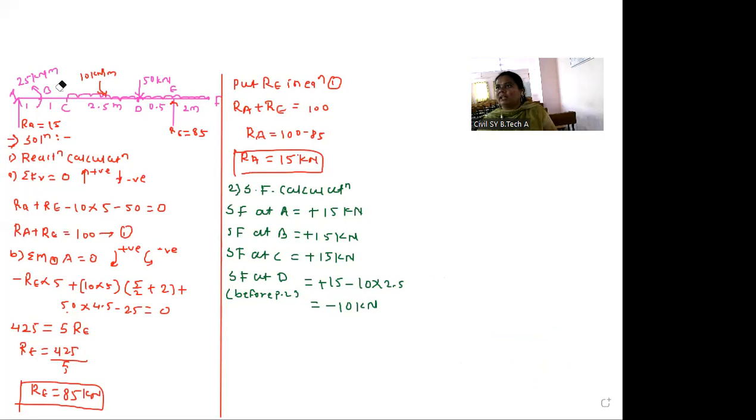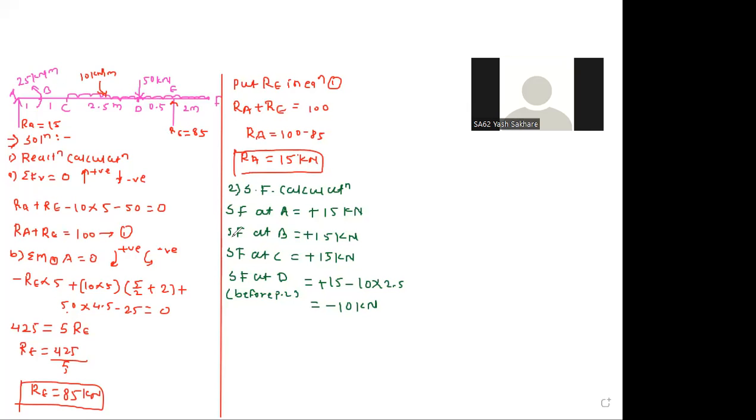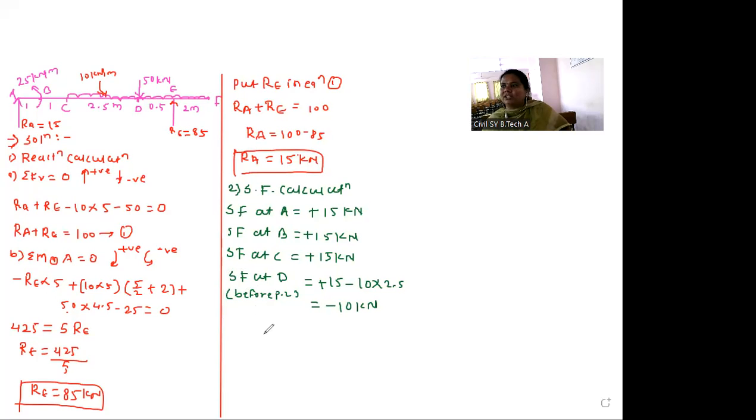Okay. Now we will calculate shear force at D point, but after point load. So we will consider here the point load. So shear force at D after point load. Before point load value is minus 10, and at D point a downward point load is there and intensity is 50. So shear force at D is equal to minus 60 kilonewton.